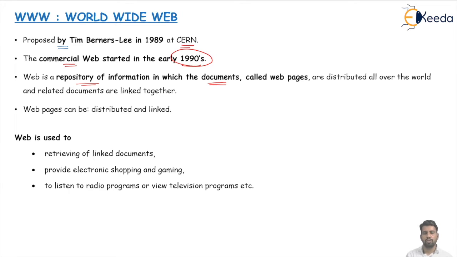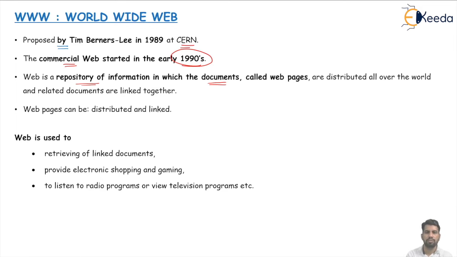the first page is shown on your display. You click on some link on that page, and you will move to another web page or another document, which is also a web page. If that web page contains some pictures or another link to another web page, that means documents in the web are called web pages, and these are distributed all over the world on different servers and they are linked together. Mainly a web page can be distributed or linked.